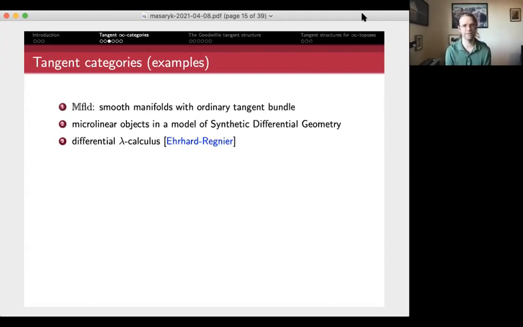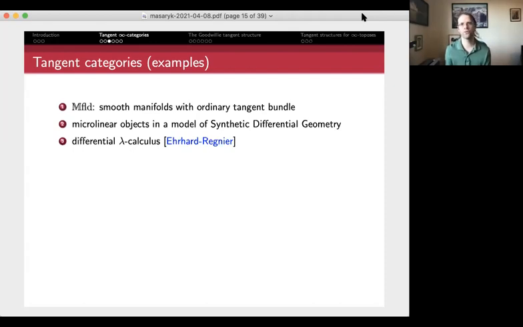These next two are things I don't know much about: synthetic differential geometry and the differential lambda calculus of Ehrhard and Regnier. But they both fit into this framework, and part of what Cockett and Crutwell did, at least, was to try to show how some of these different examples fit together into the same framework.